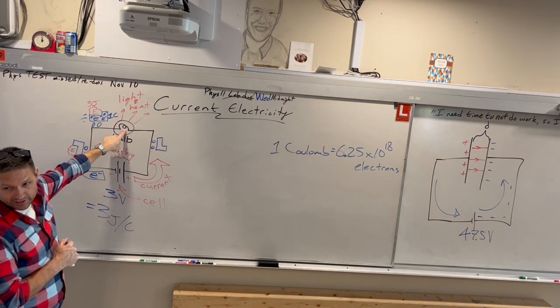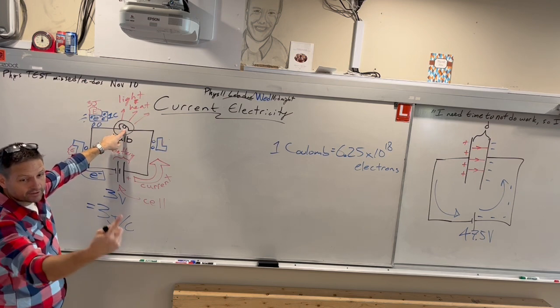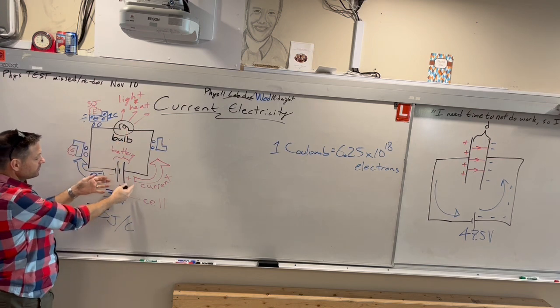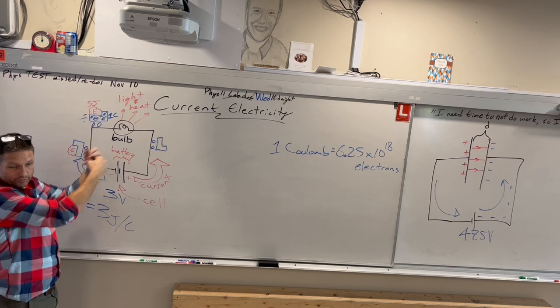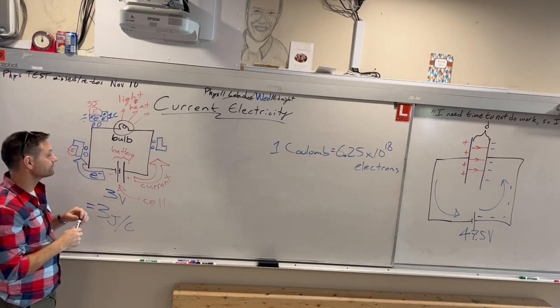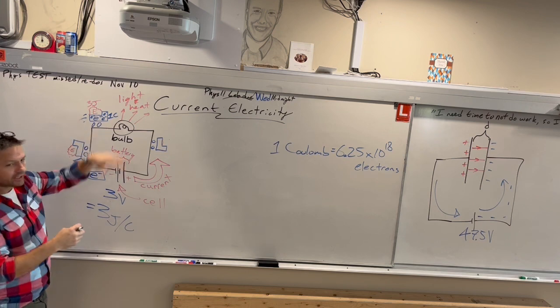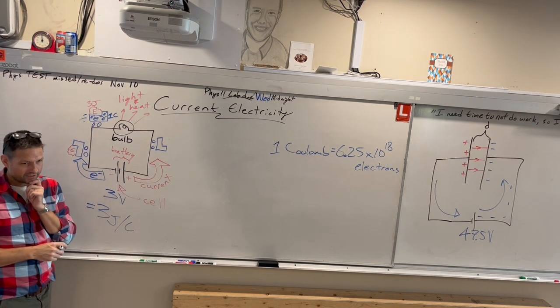The bulb makes light and heat. A more efficient bulb, like an LED, will make less heat, more light, right? So you can use a smaller voltage cell and produce more light, right? Okay, so the current is the electrons going around, right? Except we say it's the opposite direction.